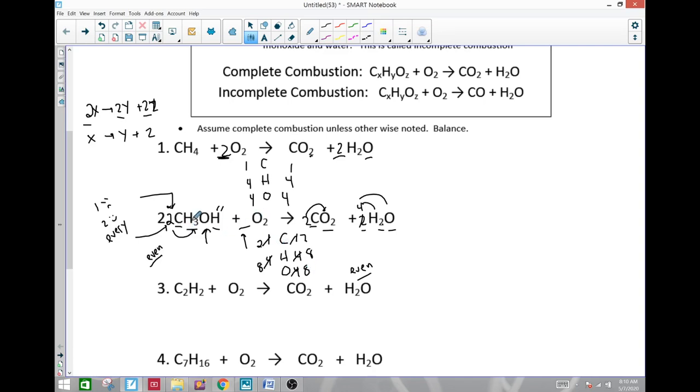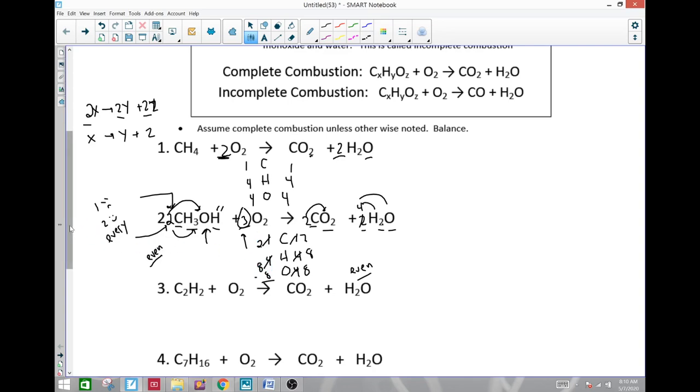The amount I need here is going to double. So for oxygen, how many do I need here? I need to get 8. I have 2 right there. So I need 6 more right here. 3 times 2 is 6. And that gives me 6 plus 2 is 8. And there I go, I have 8.